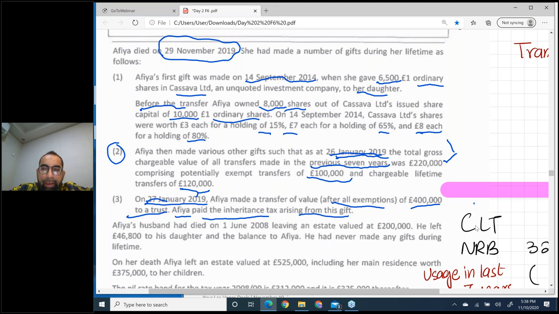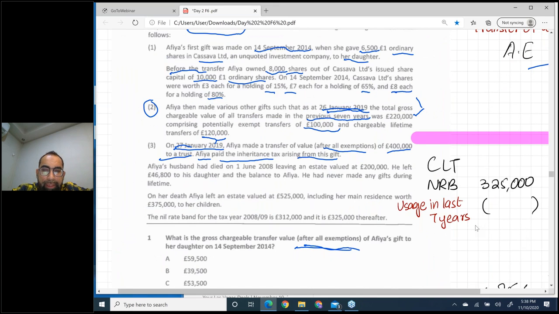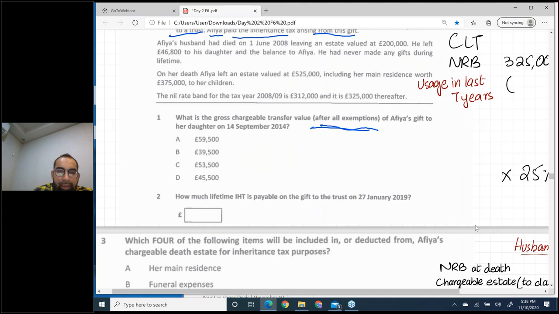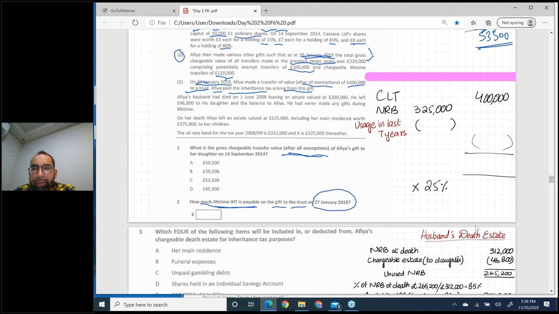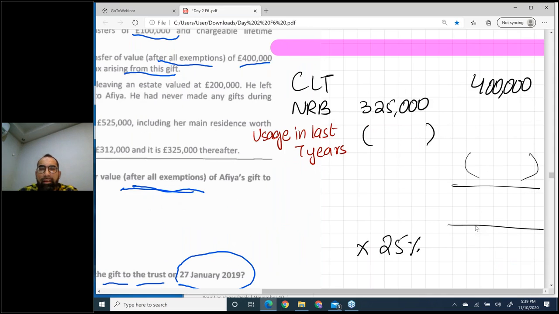Let's read the second requirement. How much lifetime IHT is payable on the gift to the trust on 27 January 2019? If you go slow, you will understand. Listen. This is the working. The amount of CLT after all exemptions, that means annual exemptions already deducted, was 4 lakh, right?